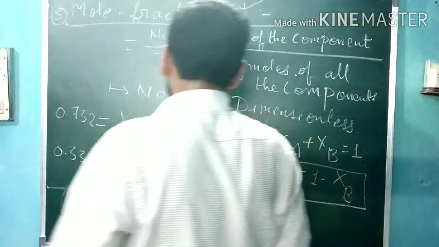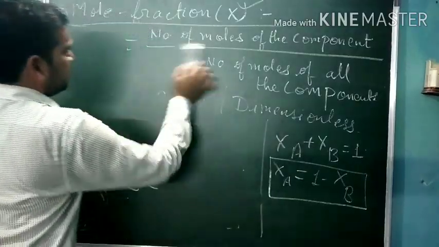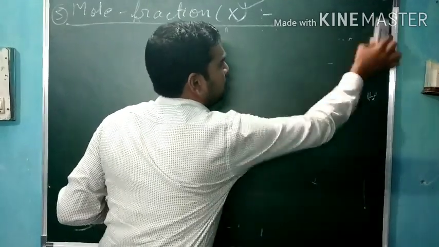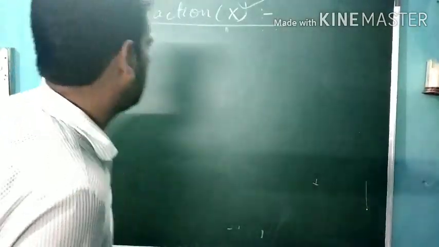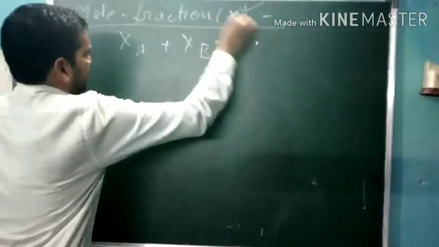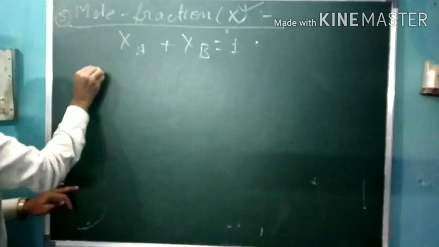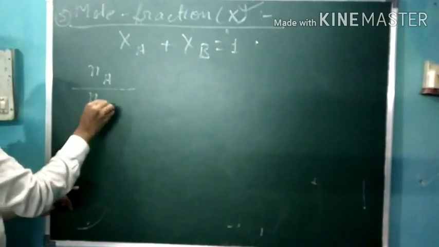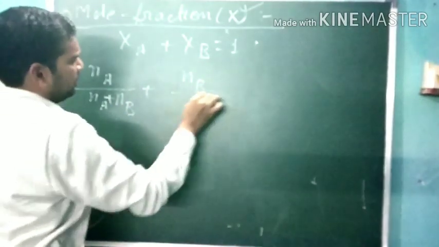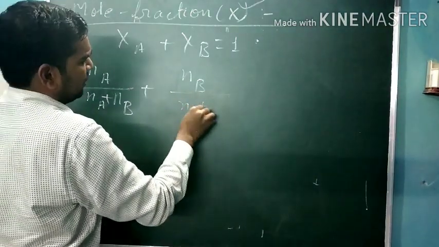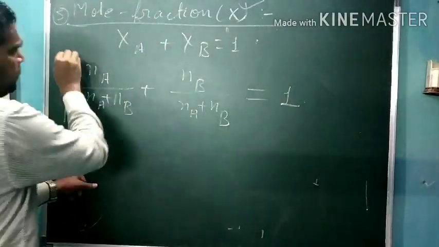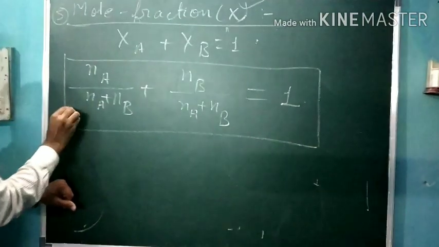And the next one, when we sum the components by the formula, we will calculate it as 1. How do you solve? Let's see. That is Xa plus Xb equal to 1. That means we will put the value of Xa first. That is Na upon Na plus Nb plus Nb upon Na plus Nb, that is equal to 1. The sum will always be equal to 1. That is the unit value. That's all.